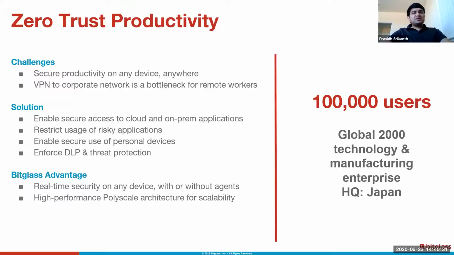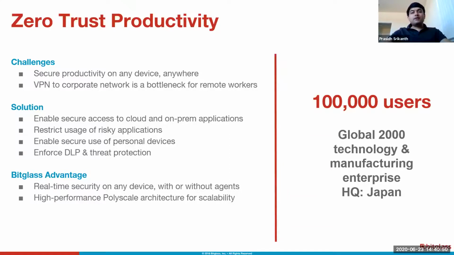So the next thing, which is obviously more interesting for the current trend, is zero trust productivity. In this case, we have a 100,000 user organization, a Global 2000 manufacturing enterprise whose headquarters is in Japan.